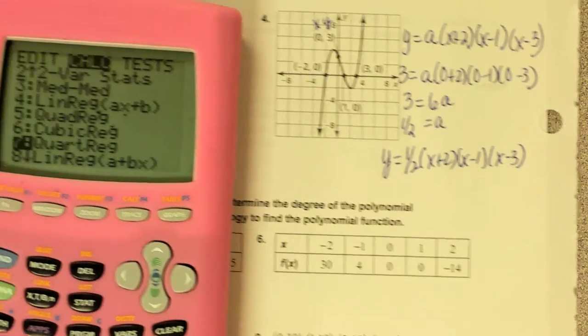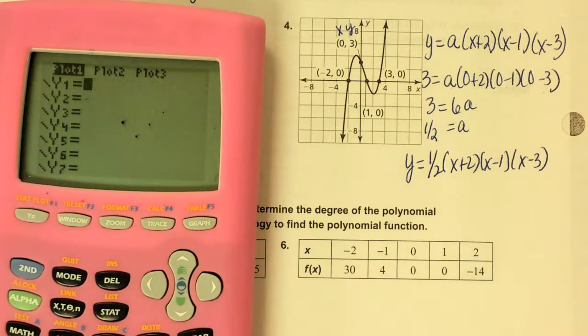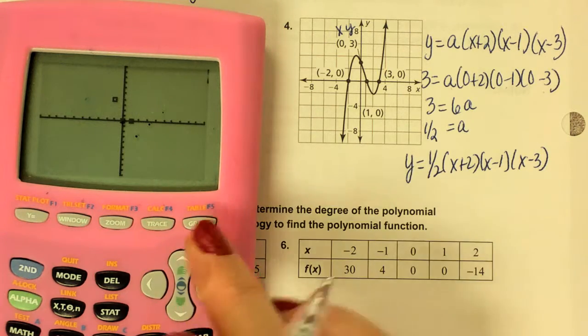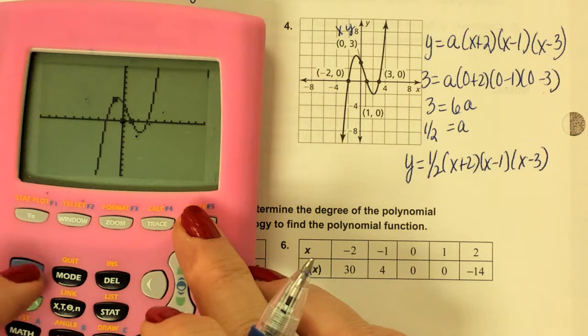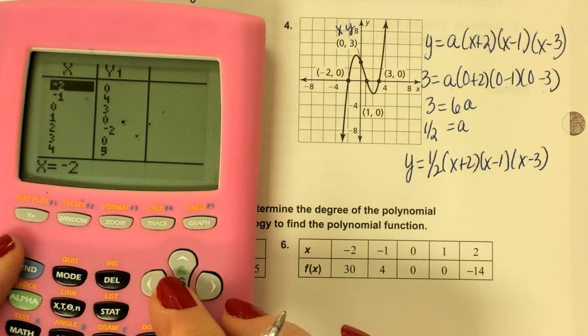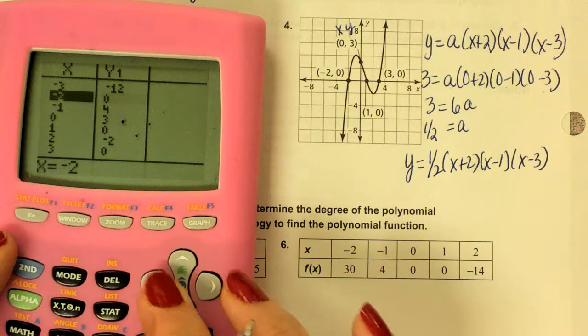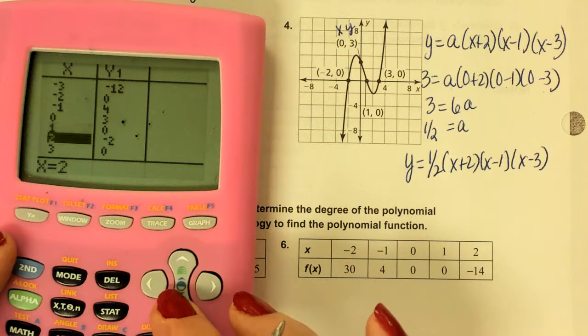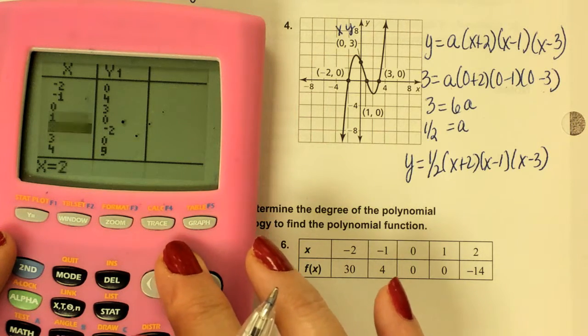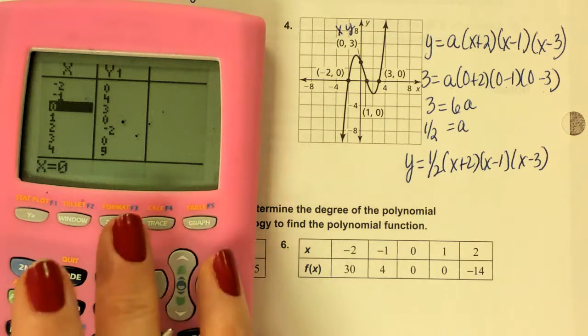Now, I might want to check that just to make sure it's right. So I could go under y equals, put in 0.5 times x plus 2 times x minus 1 times x minus 3. If we did that correctly, then when I look at my table of values, I should see those points. So I should see the point negative 2, 0, the point 1, 0, and the point 3, 0. I should also see that other point is 0, 3, and I do. So that's how I know that my answer is correct.